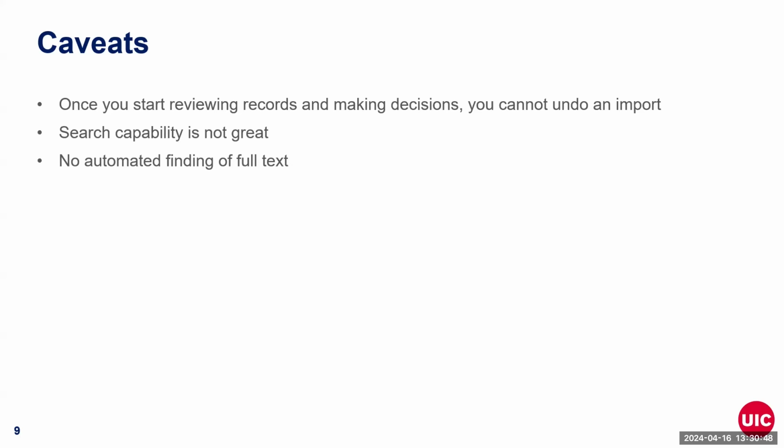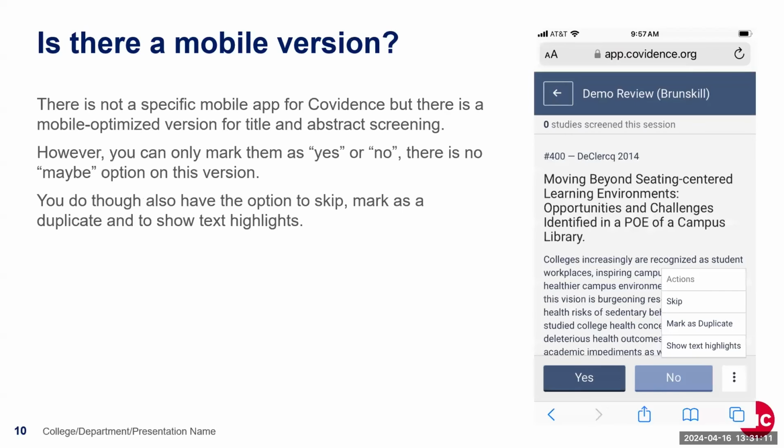The search capability is not historically great. Often I've had a hard time when I want to check on a particular record that I know is in Covidence. I've sometimes found it surprisingly difficult to find that particular record, even though it is actually in there. And again, there's no automated finding of full text. I keep hoping that this will change, but it hasn't quite yet.